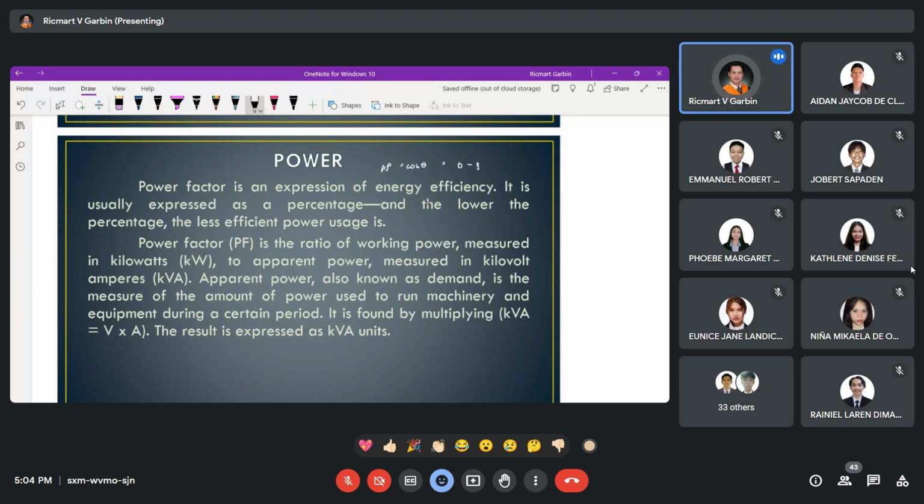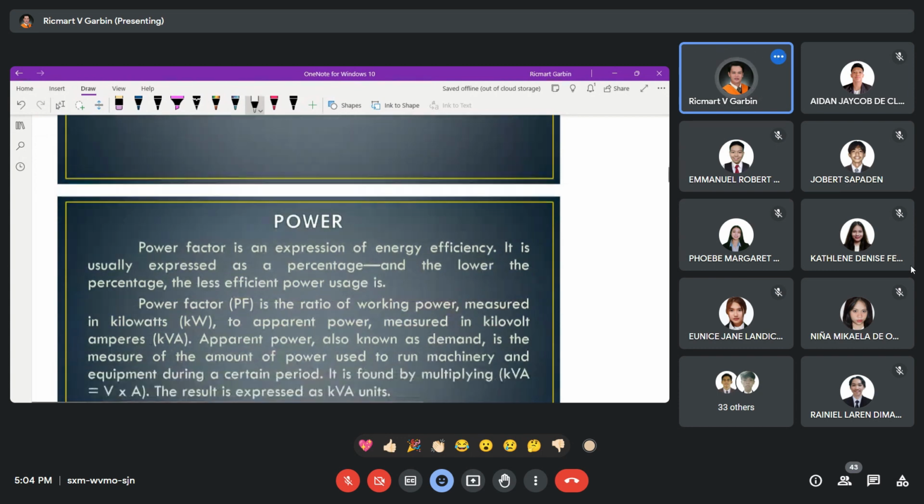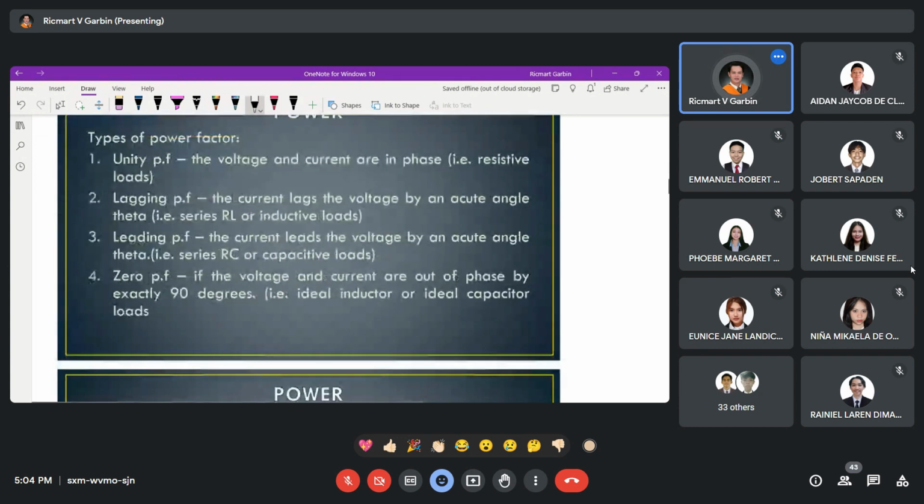So, the power factor is the ratio of the working power measured in kilowatts to the apparent power measured in kilowatt ampere. And the apparent power, also known as the demand, is the measure of the amount of power used to run machinery and equipment during a certain period. It is found by multiplying the kVA is equal to volt ampere, the result as the kVA units. So, naulit lang yan.